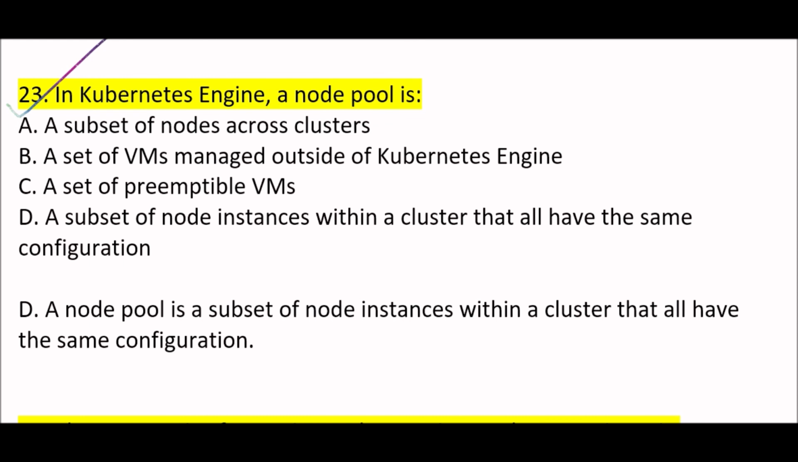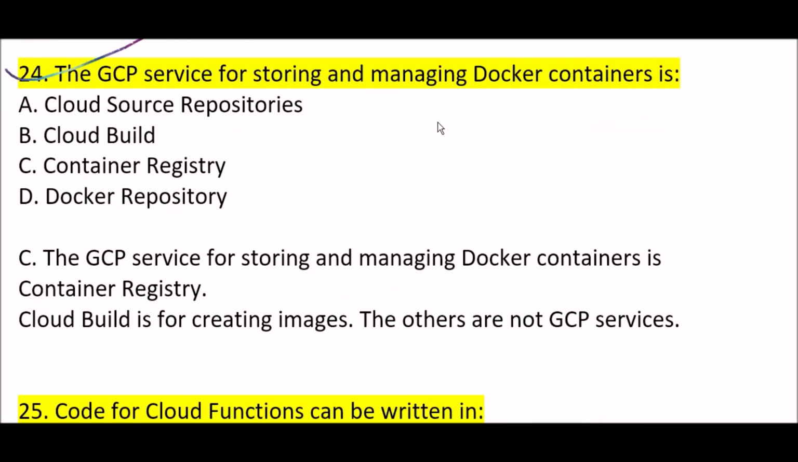In Kubernetes Engine, a node pool is option A, a subset of nodes across clusters. Option B, a set of VMs managed outside of Kubernetes Engine. Option C, a set of preemptible VMs. Option D, a subset of node instances within a cluster that all have the same configuration. And right answer here is option D. In Kubernetes Engine, a node pool is a subset of node instances within a cluster that all have the same configuration. Okay. Next question.